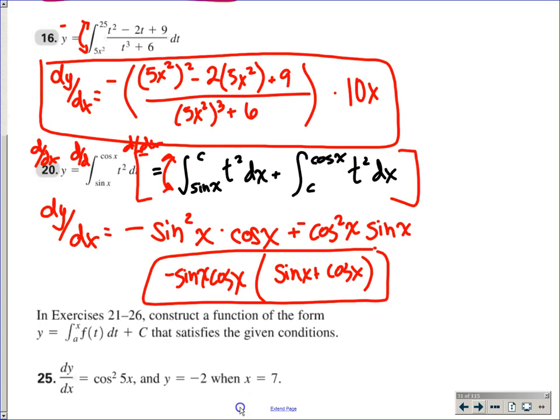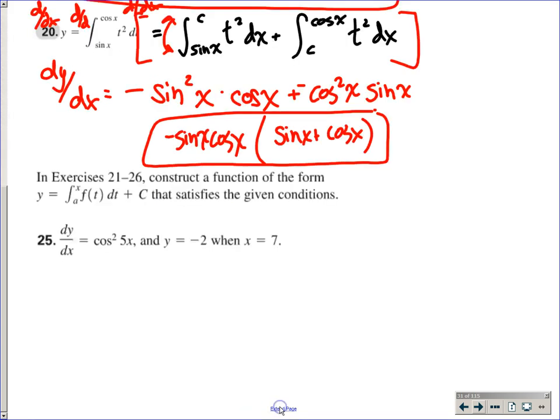Your turn. Have fun with number 25. We played a little bit. Now it's your turn. Ready, set? I'll give you a couple minutes. Ooh, we get to construct a function. That's fun.